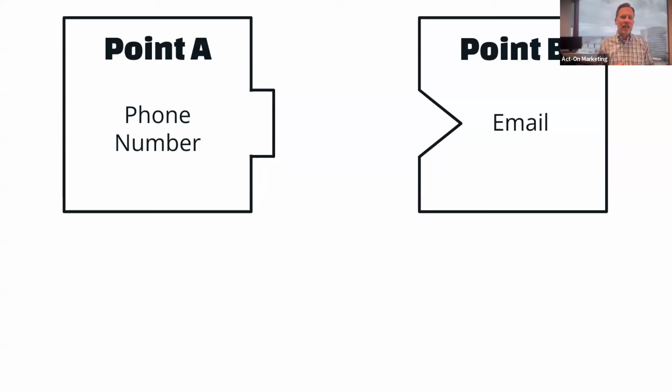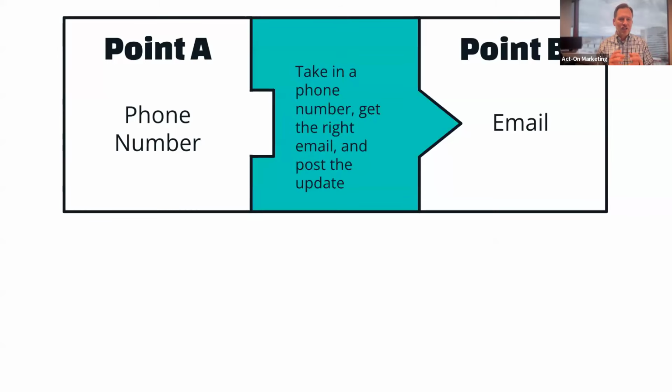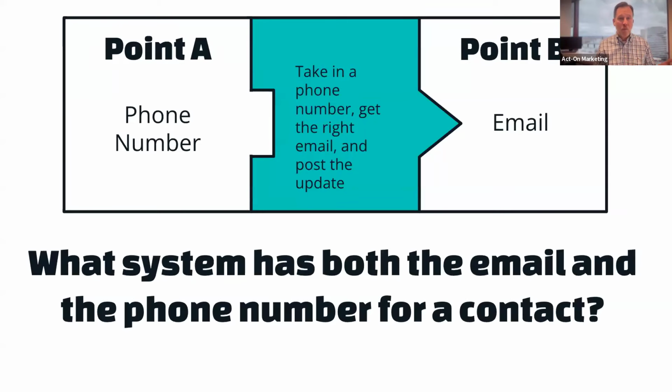And so I started exploring this a lot more and really coming back to this diagram, started to try and answer the question: okay, if I have a phone number and I need to get to an email, what does that look like? And the answer is generally we have to put something in there that interprets the two things, that takes us from a phone number and gets us to an email. So the question we have to ask is, what system, and there might be multiple, has both the email and the contact number?